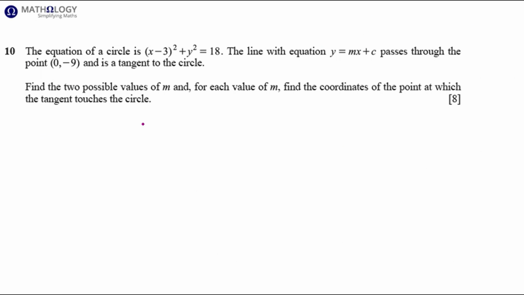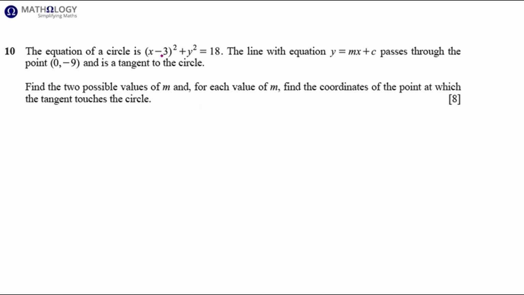Question 10. The equation of a circle is x minus 3 all squared plus y squared equals 18. The line of the equation y equals mx plus c passes through the point 0, minus 9 and is a tangent to the circle. We're required to find two possible values of m. For each value of m, find the coordinates of the point at which the tangent touches the circle.